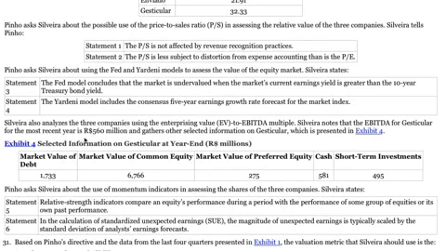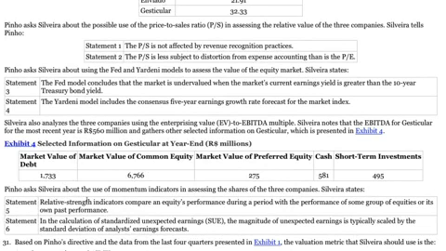Silveria also analyzes the 3 companies using the enterprise value to EBITDA multiple. Silveria notes that the EBITDA for Gesticular for the most recent year is $560 million, and gathers other selected information on Gesticular, which is presented in Exhibit 4. Market value of debt, market value of common, market value of preferred, cash, and short-term investments. Well, really just adding these up and subtracting these two seems rather juvenile. I don't know why they just didn't give us the number, but there it is.